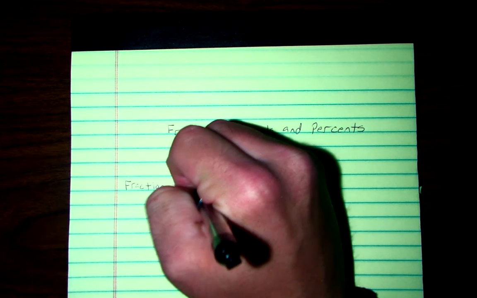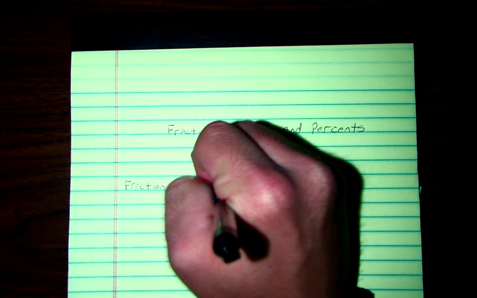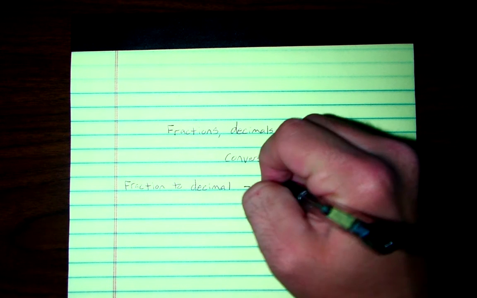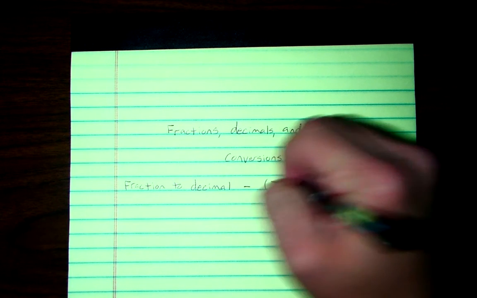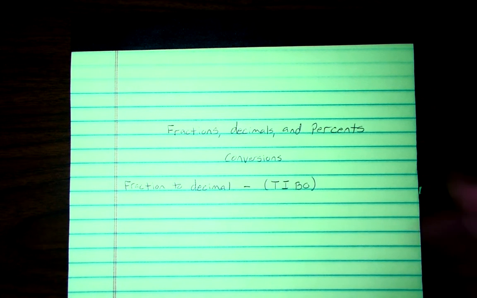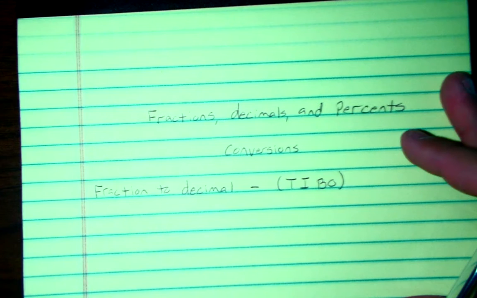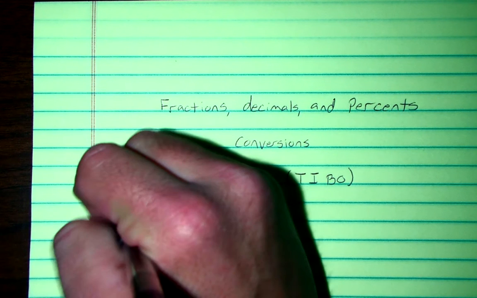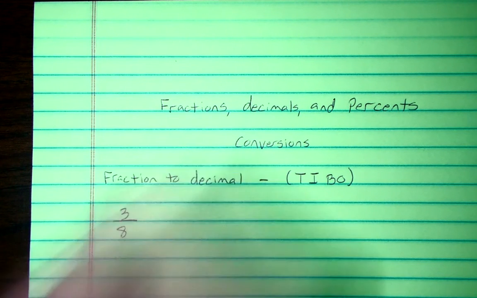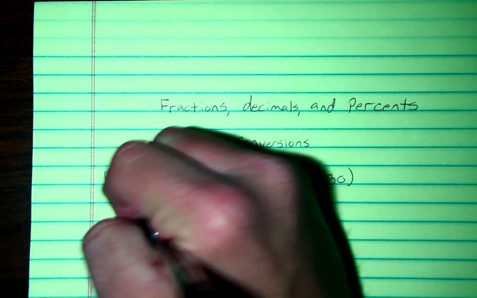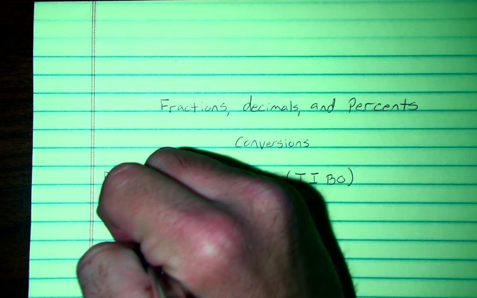To go from a fraction to a decimal, all you do is tie bow, top in, bottom out. You're dividing. So let's see if we can do an example. Let's say we have 3/8. There's your fraction. It says to convert to a decimal. Well, do your top in, bottom out.